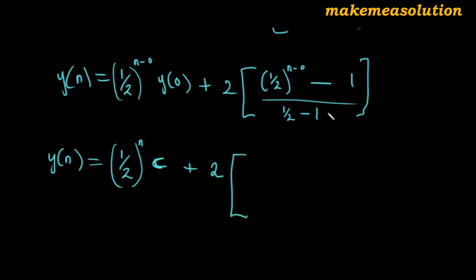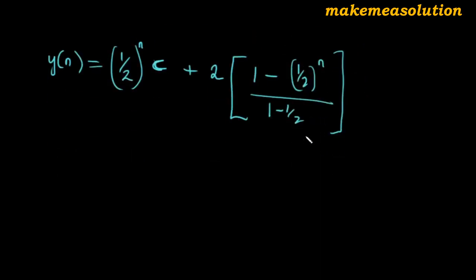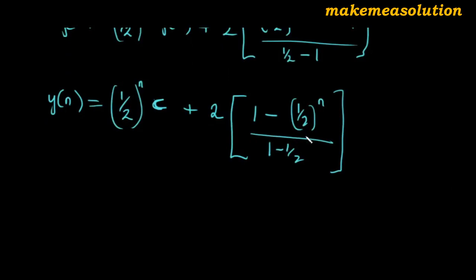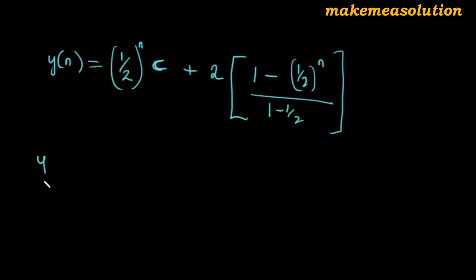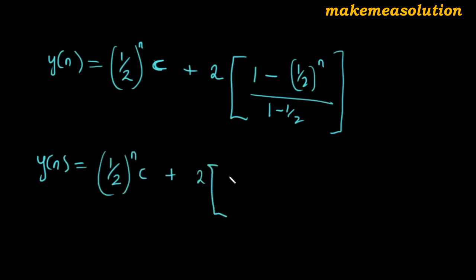Now, if you rearrange this, you still get it as 1 minus 1 over 2 raised to the power of n minus n naught. n minus 0, sorry, is still n. Then you now have 1 minus 1 over 2 here. So it's still the same thing like this. So if you have it this way, then you agree with me that your y of n is still the same thing as 1 over 2 to the n, you now have c plus 2 into 1 minus 1 over 2 raised to the power of n divided by 1 over 2.